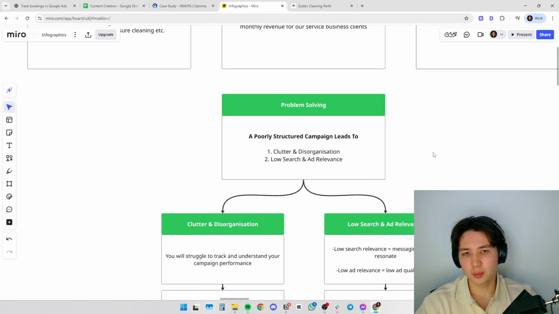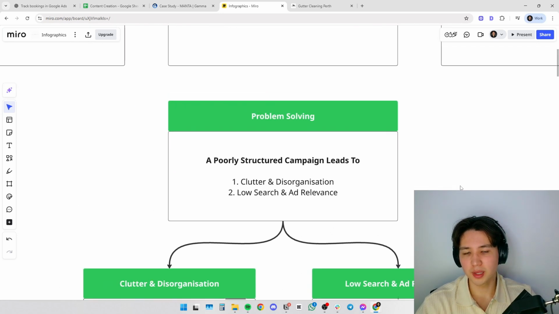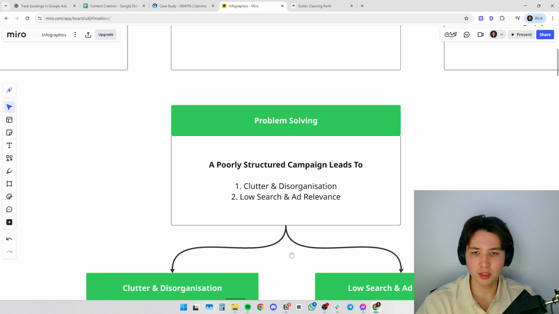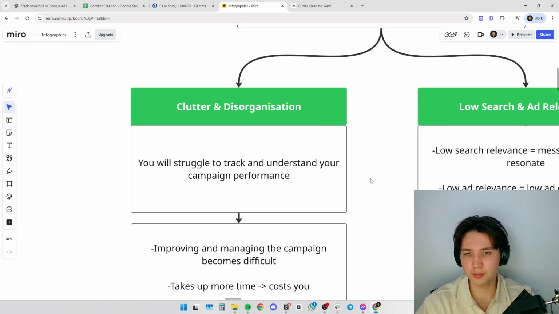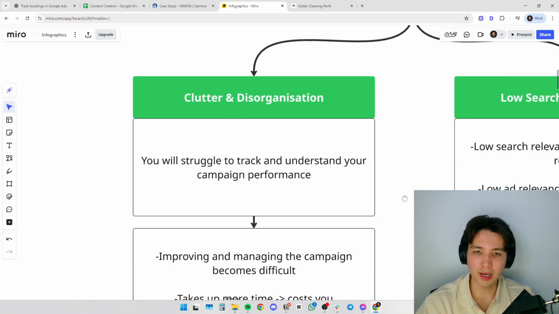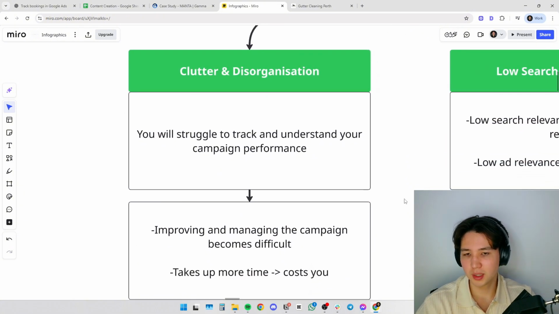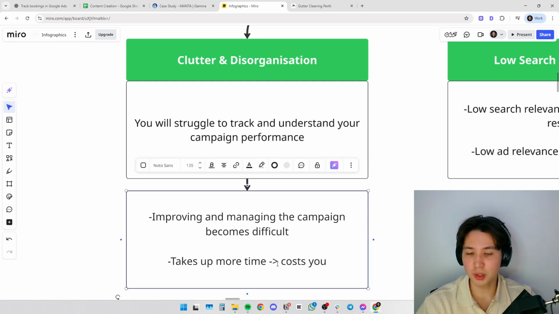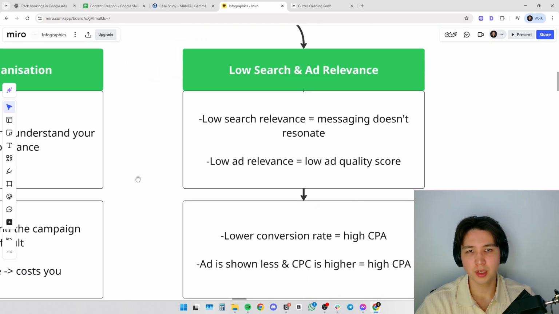So the problems you're going to be facing with a poor structure is that you're going to have clutter and disorganization, and you're going to have low search and ad relevance. So why does this matter? If your account is cluttered and disorganized, you're going to struggle to track and understand your campaign performance, which means improving and managing the campaign becomes difficult and it takes up more time, which I assume your time is valuable, which means it's going to cost you, well, time and money.